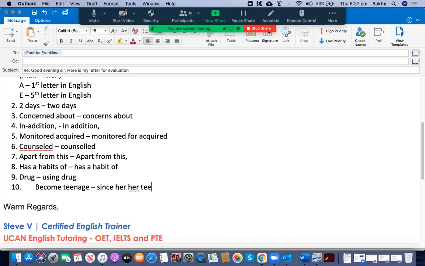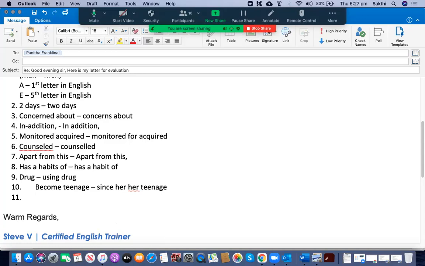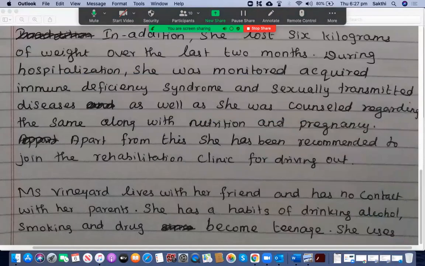Since her teenage. I have written first, then I... sorry, I have written double hair. Yeah. Okay. So you have written "since her teenage." Since can be used with her teenage. That's fine. I mean, it's a time from there. So that's all right. She uses. Okay. So this is wrong. This is a completely incorrect sentence.